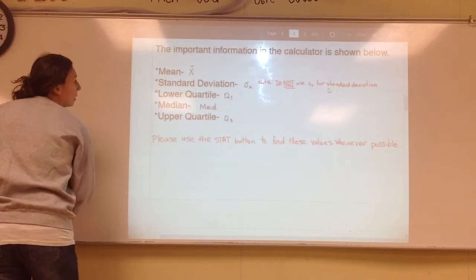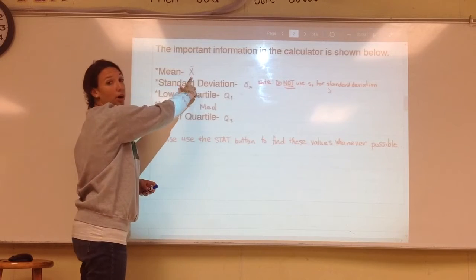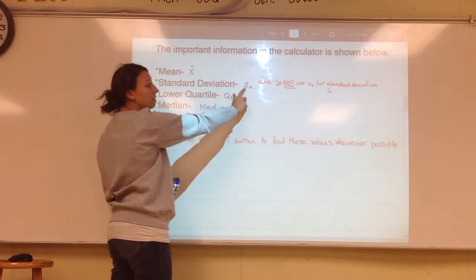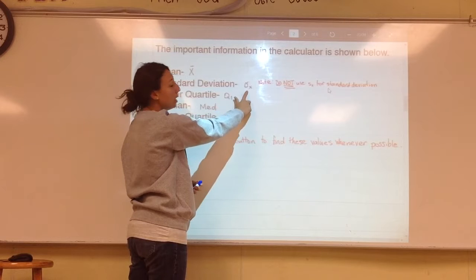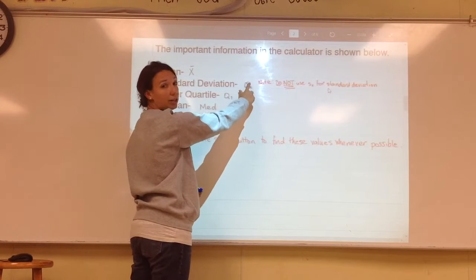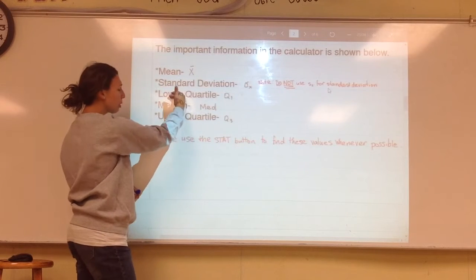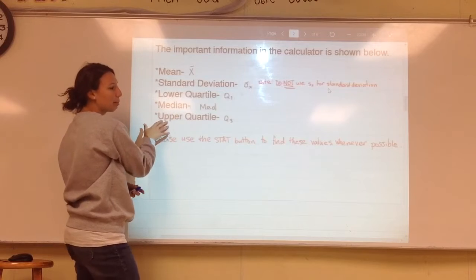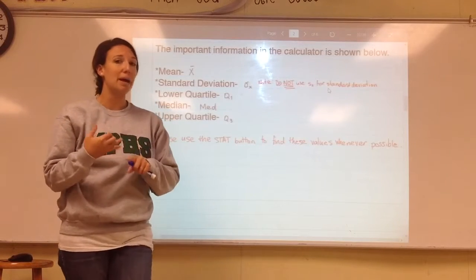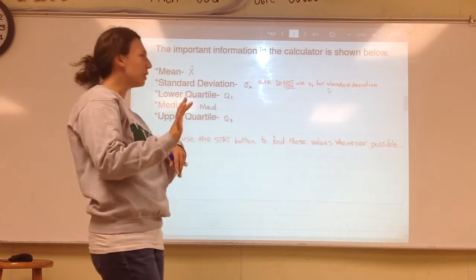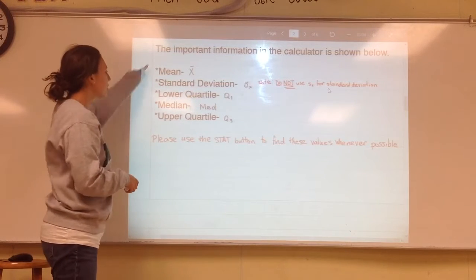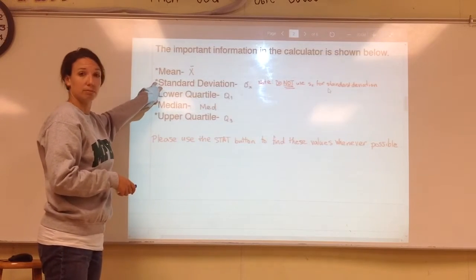Okay, this guy's going to be at top, X bar, that's my mean. Okay, standard deviation, it's a lowercase sigma, kind of looks like a circle with a little line on the top of it. I have my lower quartile, my median, my upper quartile. It also tells me my min, my max. A couple other things that we won't really use that much in here. These are the guys that you're going to want to pay attention to.